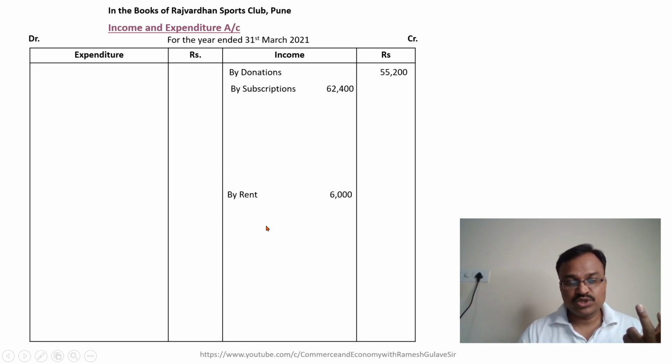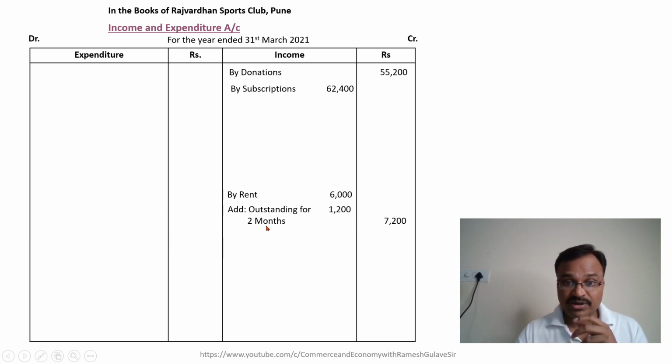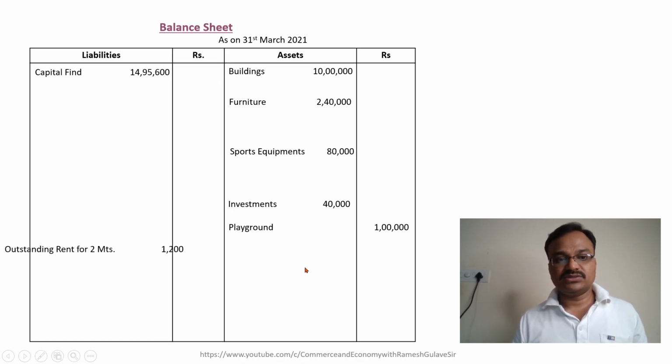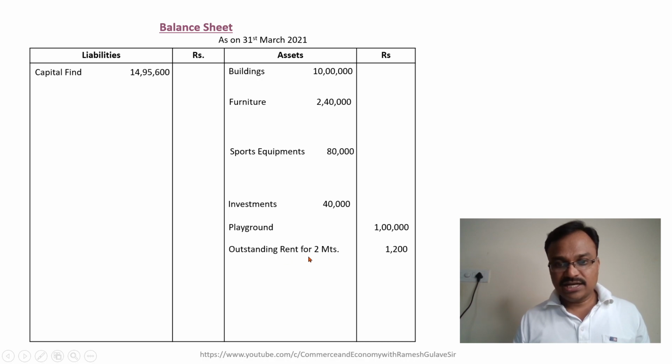And we know that outstanding rent we have to add, because it is related to the current year. So 6,000 plus 1,200, the rent outstanding for 2 months, 7,200 in the outer column. Right. Now we have to give the second effect for this outstanding rent for 2 months. As this is outstanding income, it will be recorded on the asset side. So here on the asset side, outstanding rent for 2 months 1,200, right?